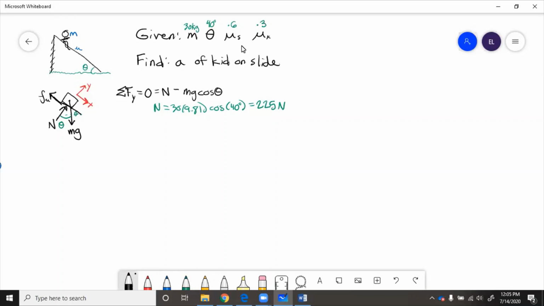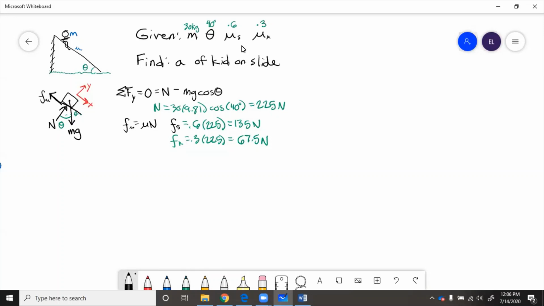So then the friction forces, friction equals mu times normal force. So for static, that equals 0.6 times 225, which equals 135 newtons. And then the kinetic is 0.3 times 225, which equals 67.5 newtons.